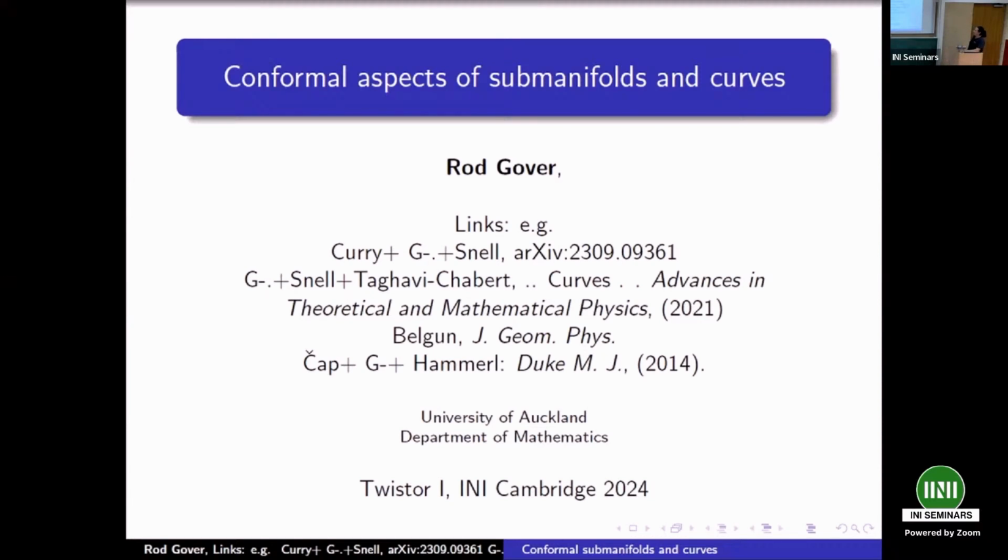This is joint work with many people. So there's Armin Tagavi-Shabir, who's here, and Daniel Snell, who was a student of mine. That was the first bit that I'll talk about. And then more recently, a follow-up to that, dealing with submanifolds, which is with Sean Curry and Daniel Snell again, which is the item on the archive there.